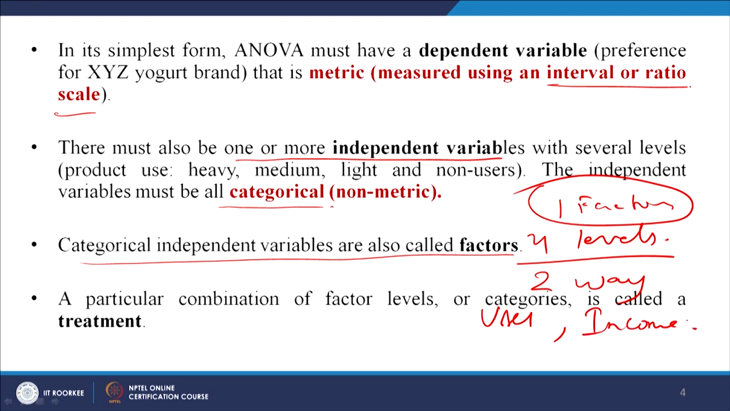Okay. A particular combination of factor levels or categories is called a treatment. So, treatment is what we are trying to check: what is the effect of the treatment. If you remember when we did our experimental design, the whole thing about experimental design is that when you give a treatment to the variable, what is the change in the dependent variable.